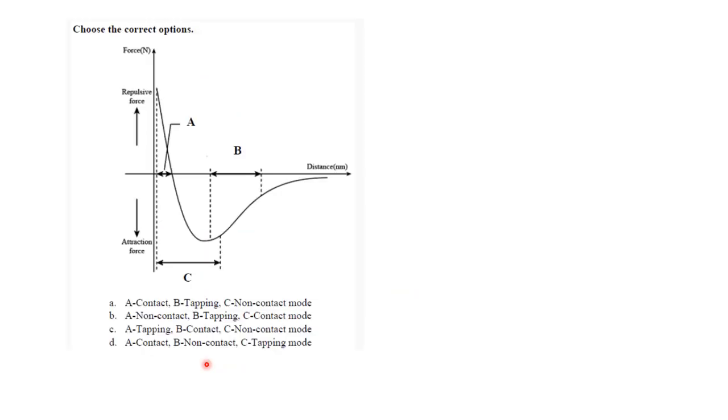So the next one is choose the correct option. There are three regions A, B, and C, and which one corresponds to which mode in the AFM. I just discussed this diagram in my previous slides. The first one is mainly considering the repulsive forces. Then the second one is considering the attraction force, and the C region is considering the attraction force at the equilibrium region. So depending upon these forces, can you differentiate the contact modes, so contact type or tapping type or non-contact type? So what should be the answer for this?